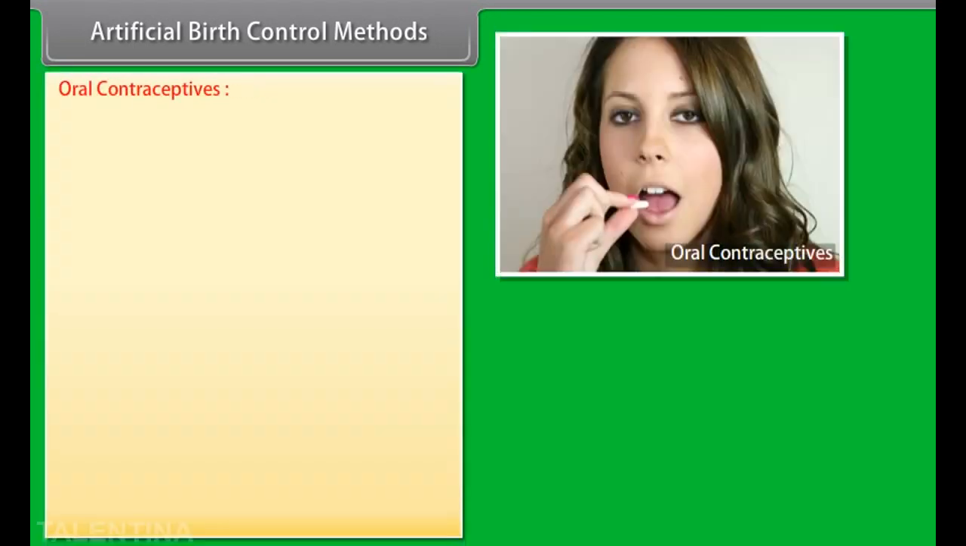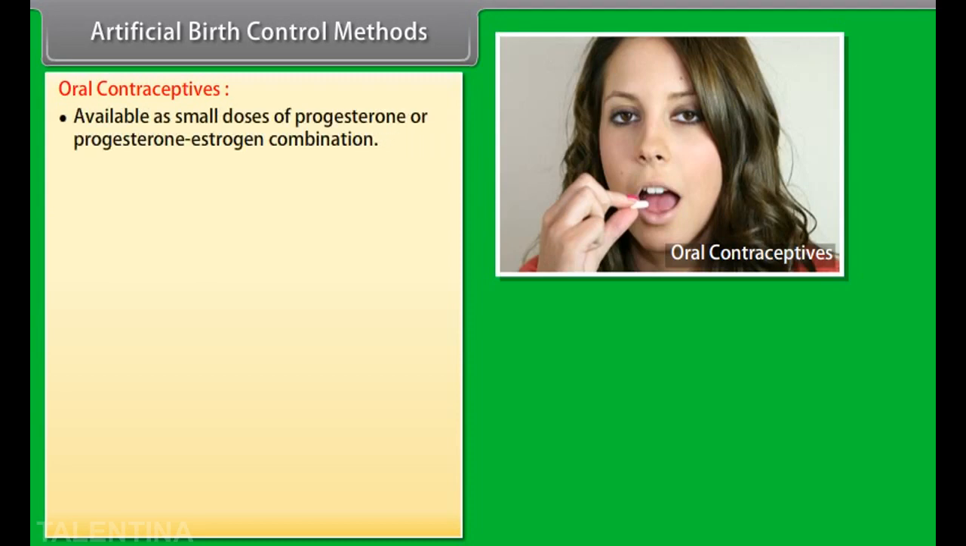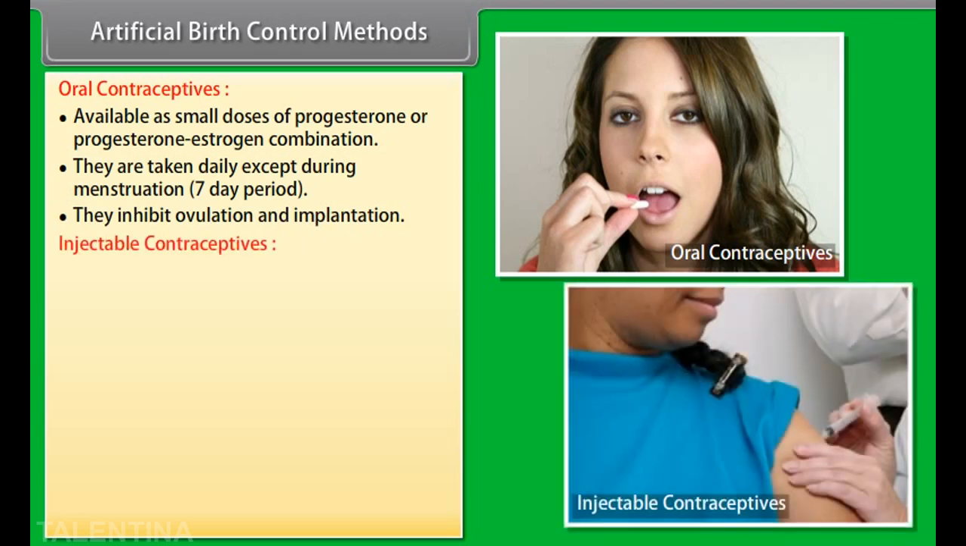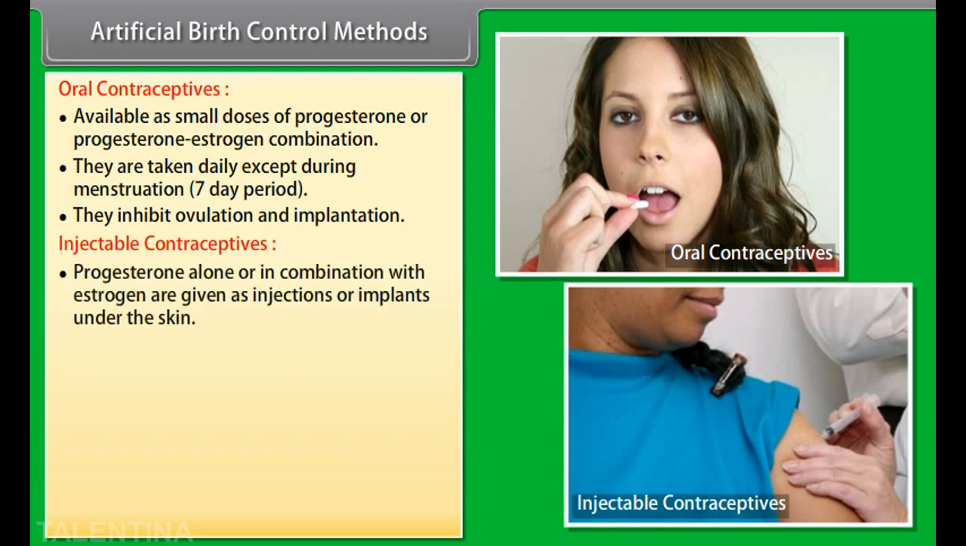Oral contraceptives. Available as small doses of progesterone or progesterone-estrogen combination. They are taken daily except during menstruation or a 7-day period. They inhibit ovulation and implantation. Injectable contraceptives. Progesterone alone or in combination with estrogen are given as injections or implants under the skin.